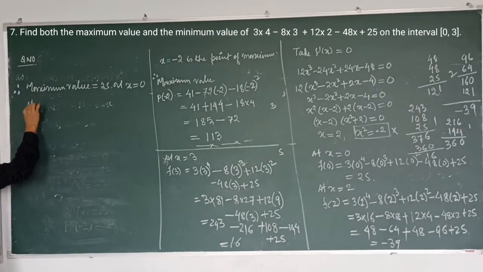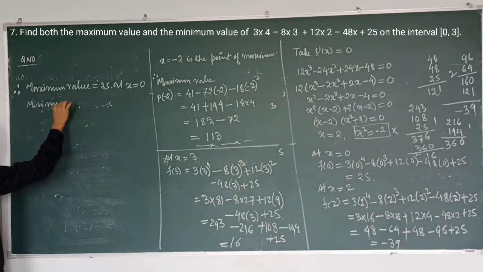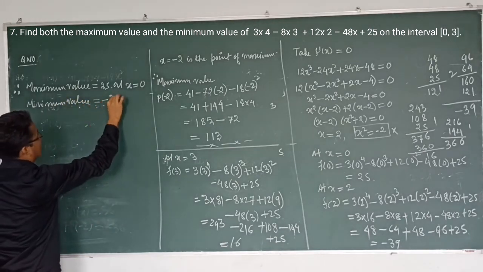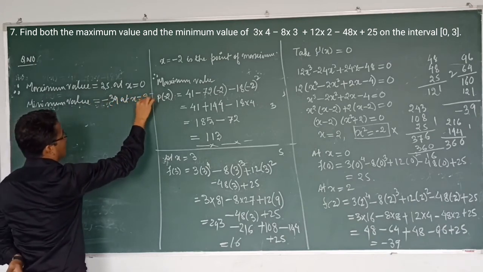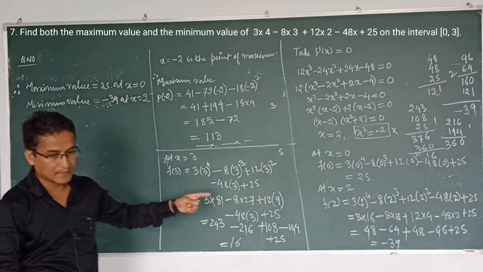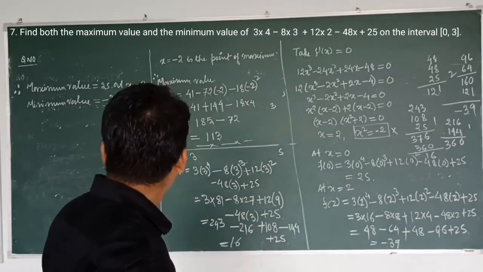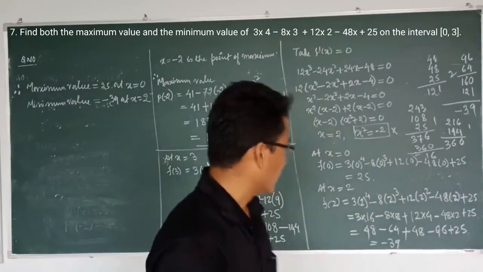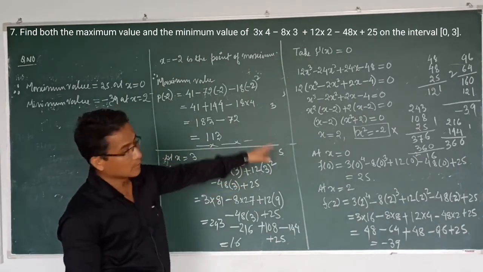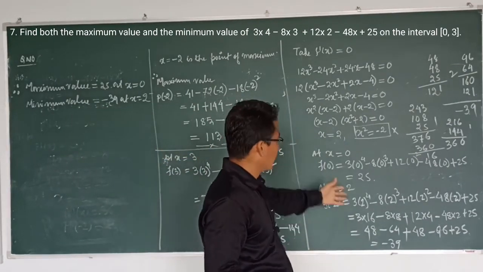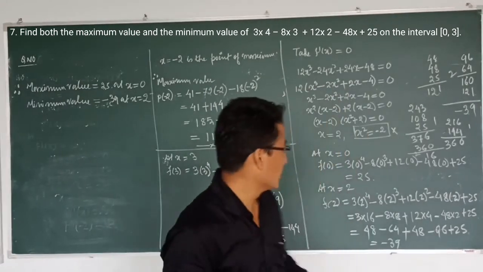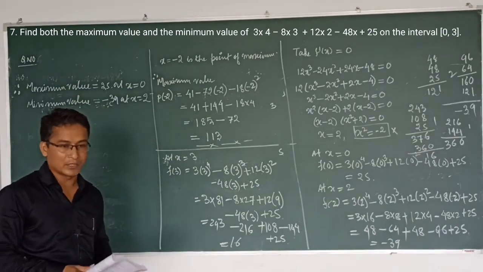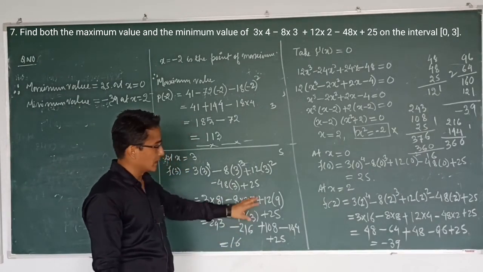Okay, so minimum value we will get, that is minus 39 at x equal to 2. Okay, at x equal to 2 we will get minus 39, that is our minimum value, and at x equal to 0 we will get the maximum value. Okay, so take care about the calculation. So in this little simple calculation we sometimes make mistakes because of the plus and minus. We are in a big hurry at the time of examination, at the time of solving the question. Clear? So take care about the calculation.